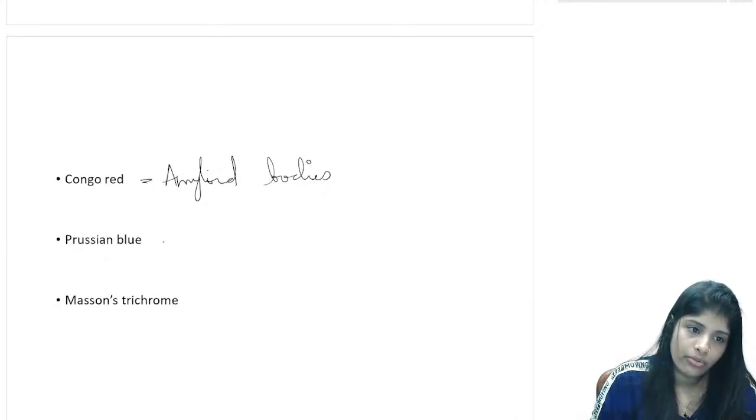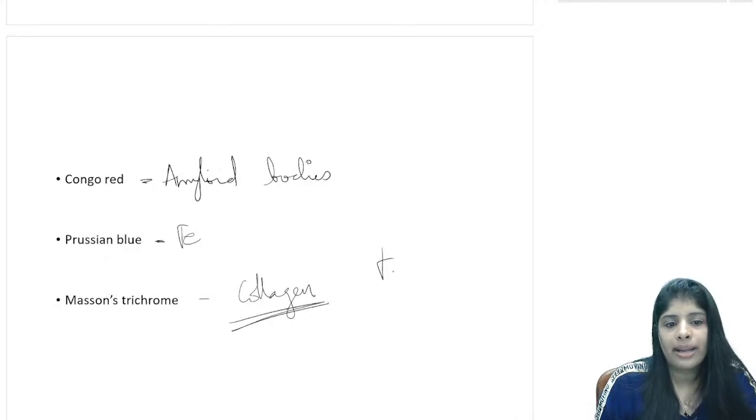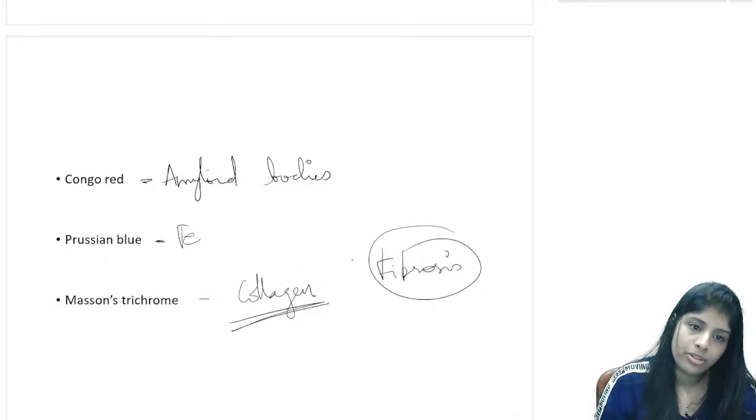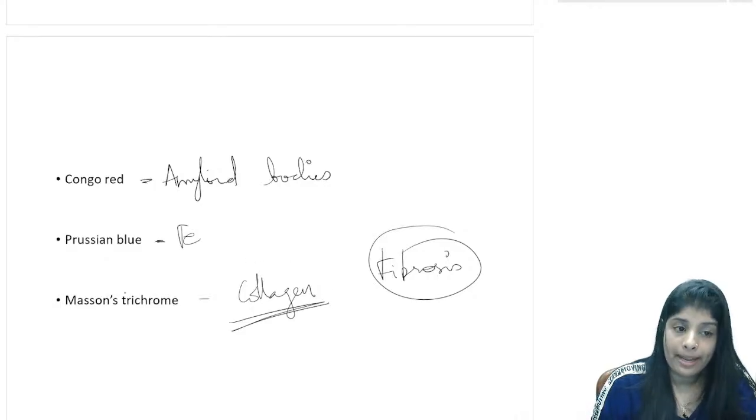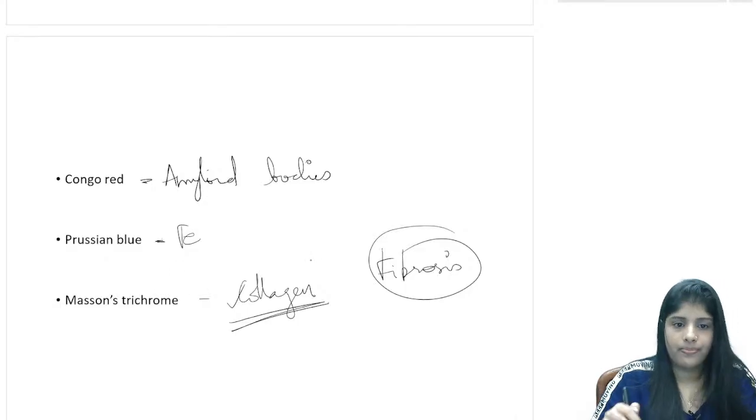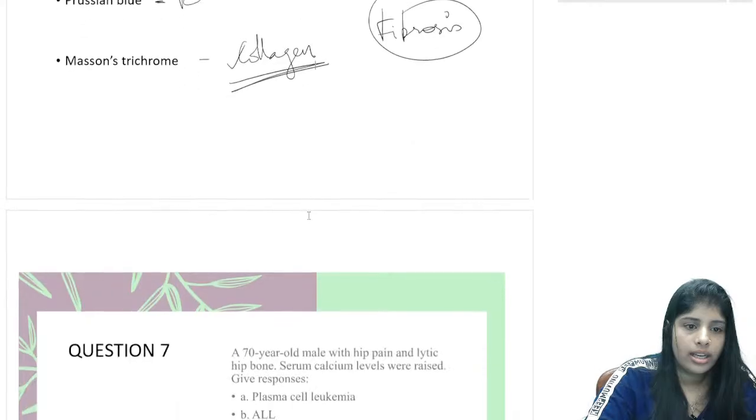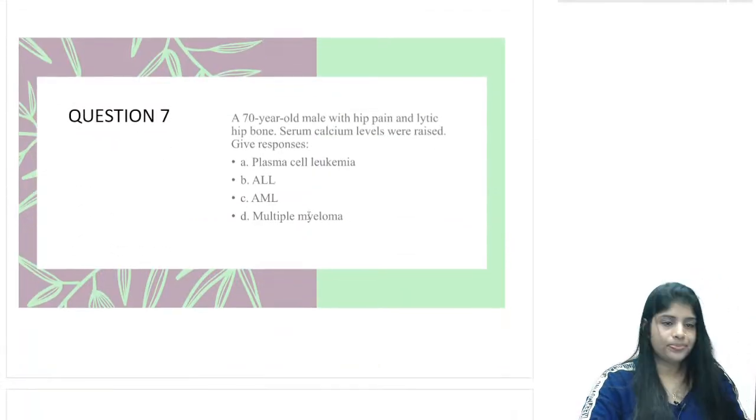And Prussian blue, everyone knows it's iron. It stains iron. And Masson's trichrome stains what? Collagen. And if there is fibrosis seen in any organs, then Masson's trichrome can be used, because fibrosis majorly deals with collagen deposition. So Masson's trichrome stains collagen. Please keep in mind, Congo red is amyloid bodies, Prussian blue is ferrous, and Masson's trichrome is collagen. Fine. Hope you understood.